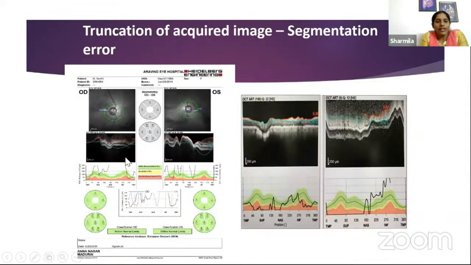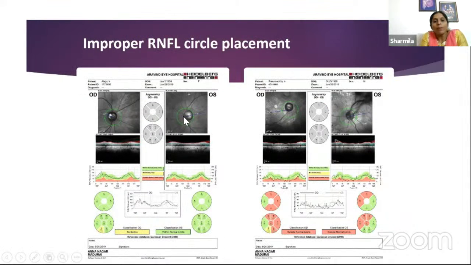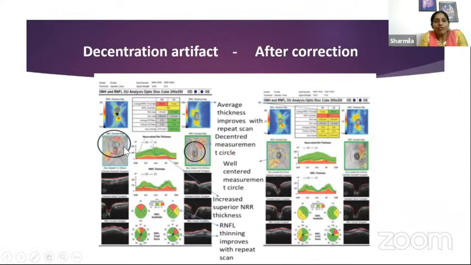And then this is what I was mentioning about the segmentation or the truncation. Here you can see that the RNFL layers are not exactly determined by the machine. Because of this, there will be a lot of bizarre readings, and you may sometimes get it as a false positive because it is not in the measurement circle. And then even with an improper placement of the RNFL circle, here you can see in the left eye that it is not equidistant around the optic disc margin. You can see that the ring is placed closer in the superior quadrant here and very wide here. So this may give false measurements or false positive values. So we have to be very clear about where the ring is, and this has to be identified early and corrected.